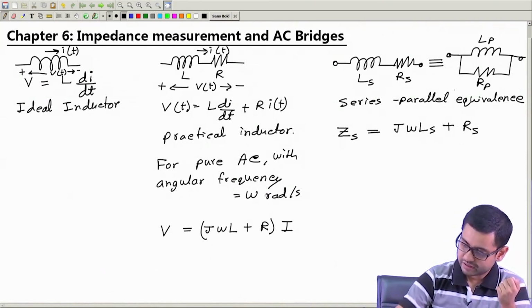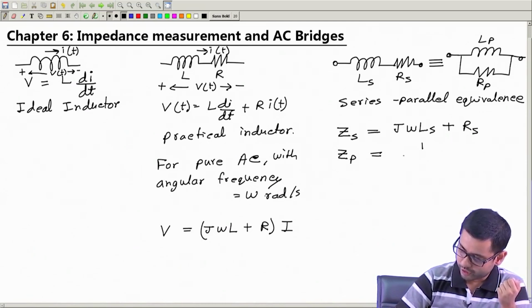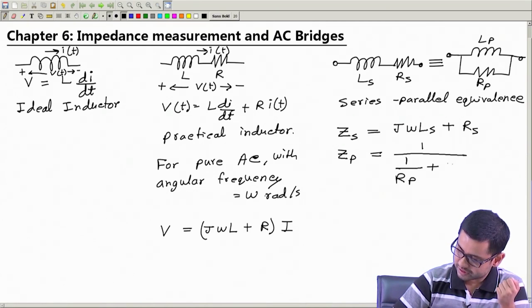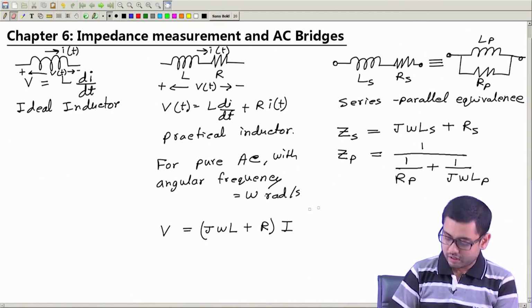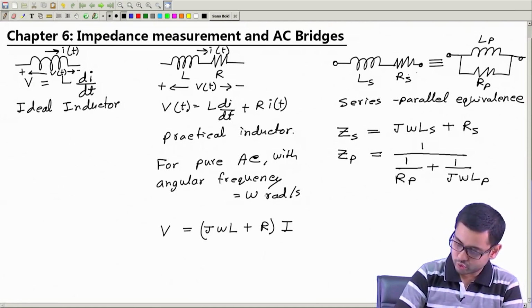And here for this circuit we can write ZP is equal to the total impedance of this, which should be 1 over (RP plus 1 over J omega LP). Now, suppose this LS and RS are given and we want to find RP and LP. Now, for these two to be equivalent, we need ZS and ZP to be equal.